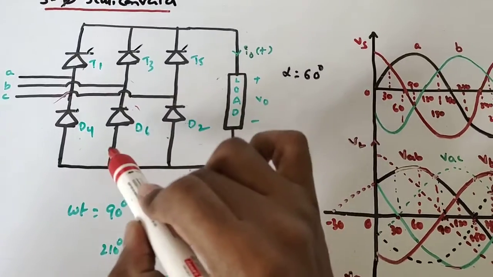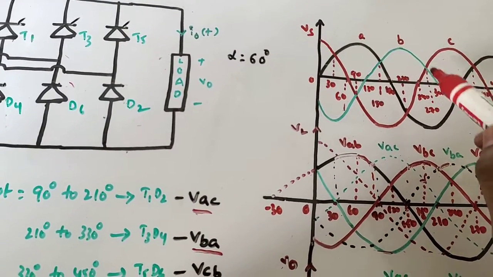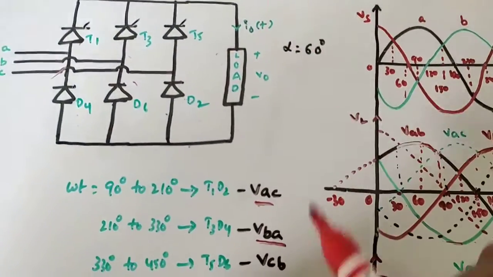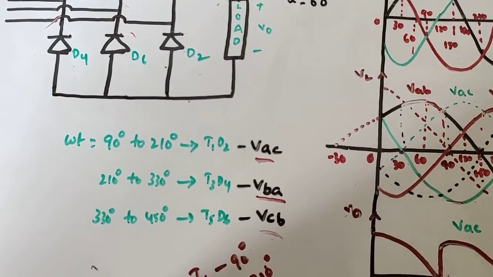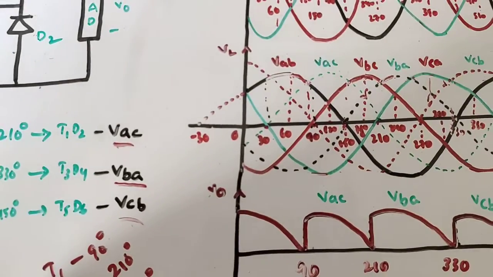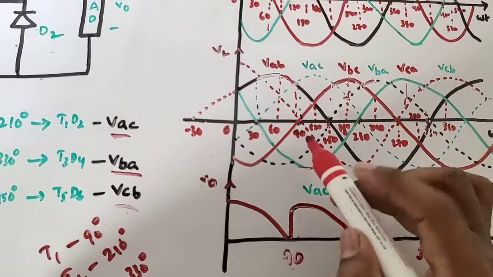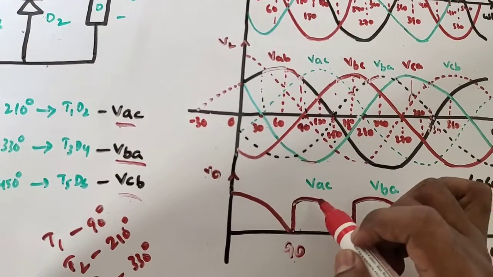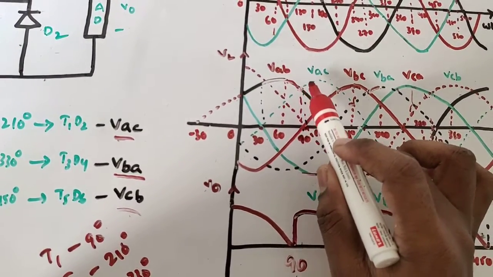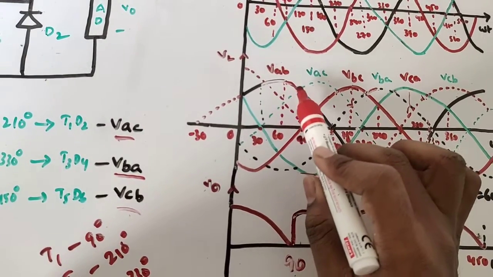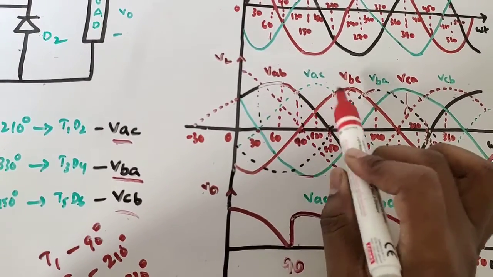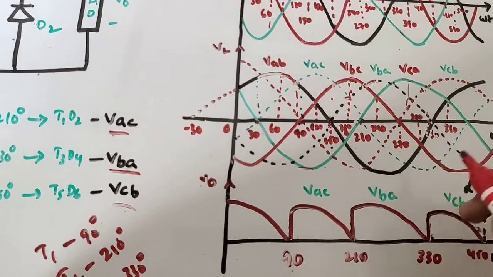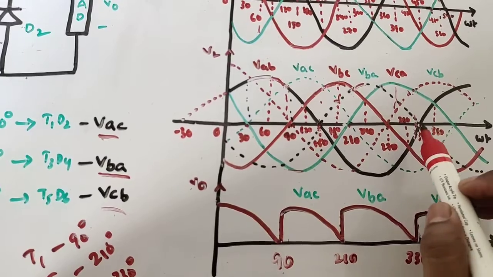From this particular condition, T5 is more positive and D6 is more negative. So that is the only reason you are going to get the value VCB. If I apply the same condition to the line voltages, from 90 to 210, what are you going to get? VAC. This is the dotted portion, the green line. From 210 to 330, this is 330.